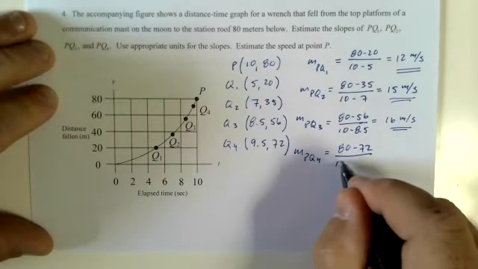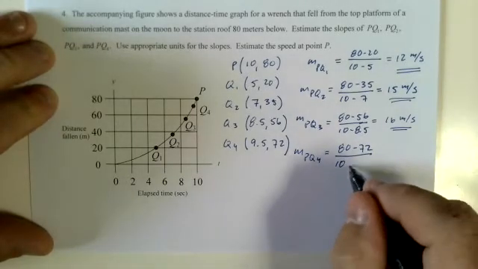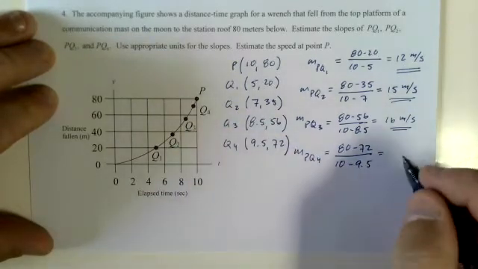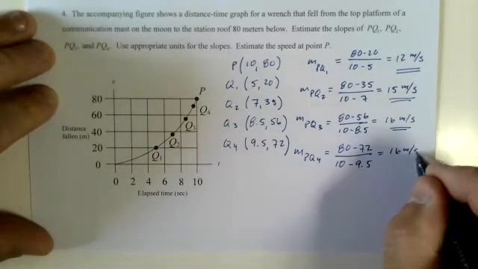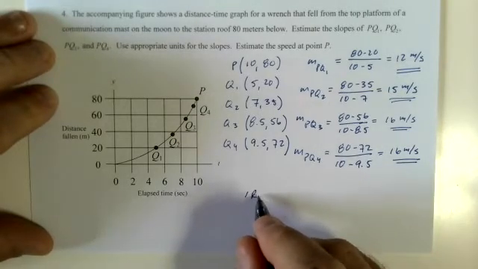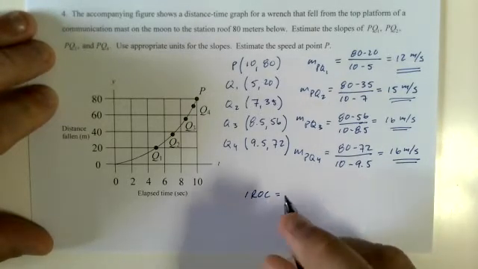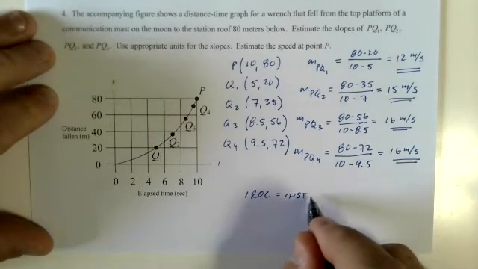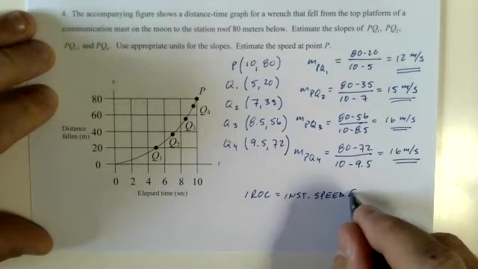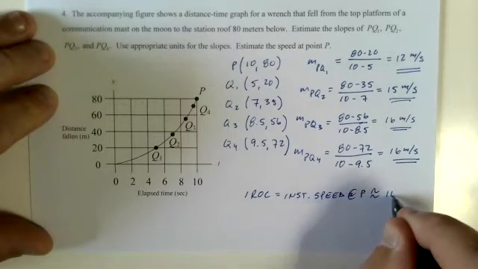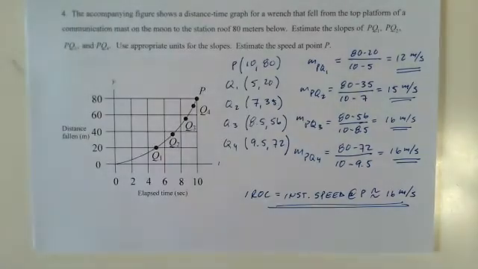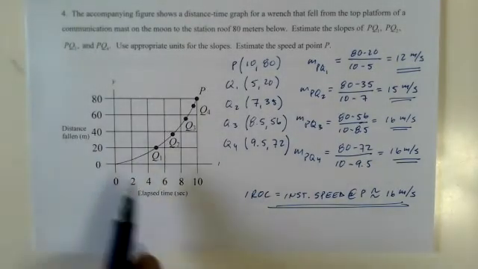Notice it's almost like we're taking a limit as we get closer and closer to P. The secant becomes a tangent. We're desperately trying to get you to understand that concept. It sure looks like the instantaneous rate of change, also known as the instantaneous speed at P, is approximately 16 meters per second. Notice we were given units, so we give units back. Meters, seconds.